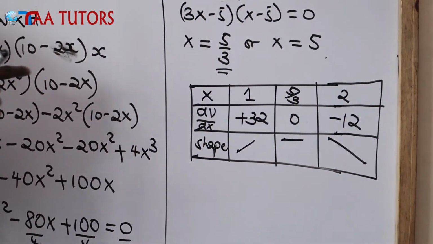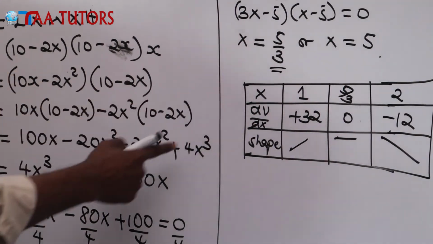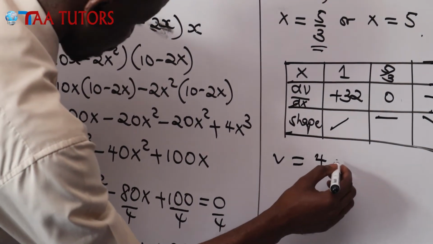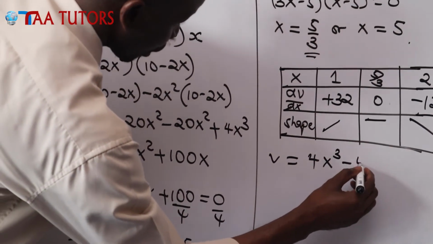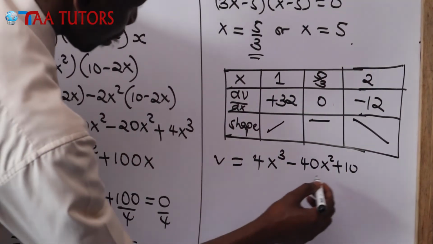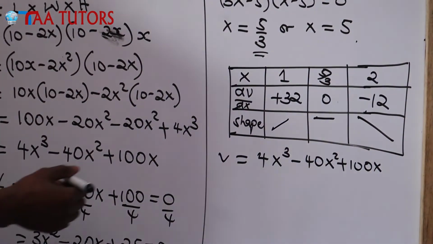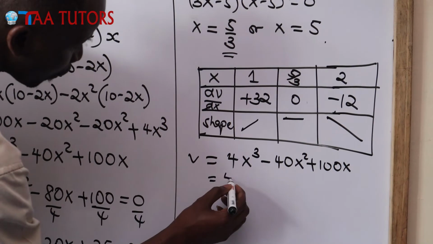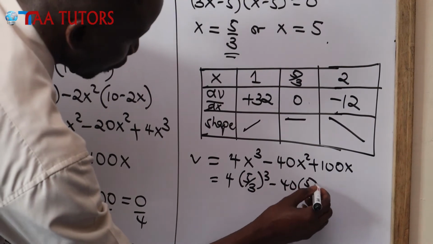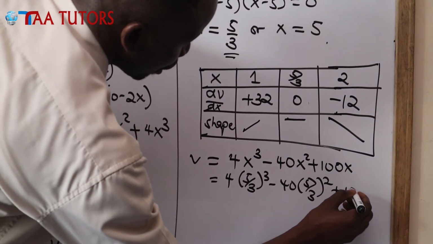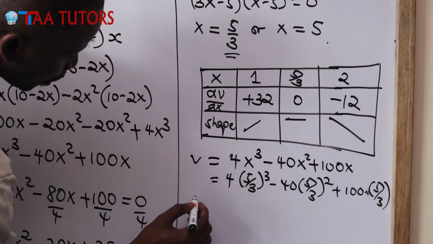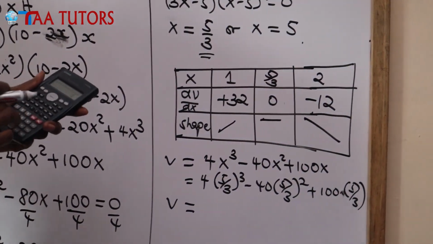So we are going to now get the volume using the value of x here, and our volume in this case was here. Volume equals 4x cubed minus 40x squared plus 100x. Our x is 5 over 3. So I'll say 4 into 5 over 3 cubed minus 40 into 5 over 3 squared plus 100 into 5 over 3.